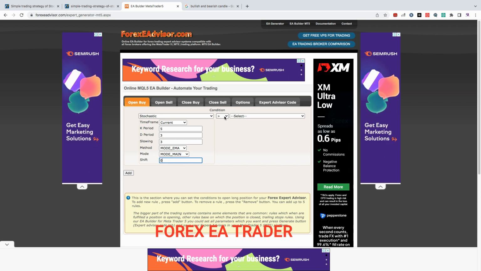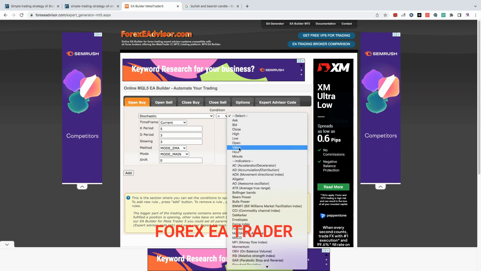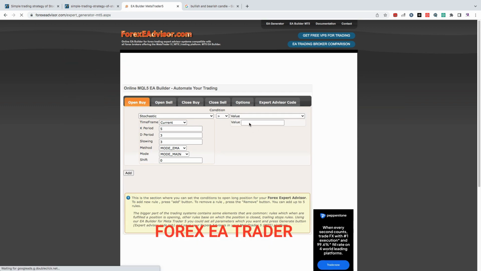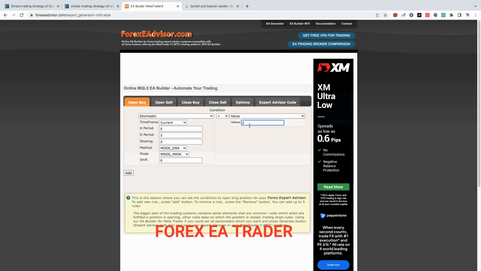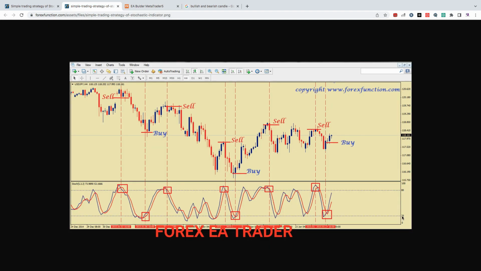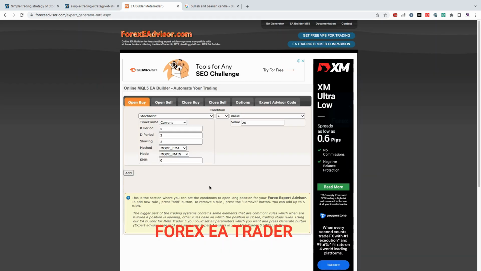Now it needs to be above because we are buying. It needs to go above. This is the difference that we have with FX Dreamer. FX Dreamer gives you crossover, but this just says above. So you have to be careful when you are using this EA builder. Just remember that. So it needs to be above value. Value is the line. It needs to be a value 20. It needs to be above value 20.